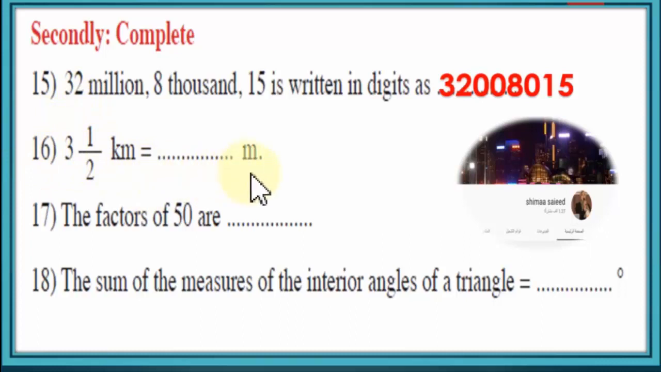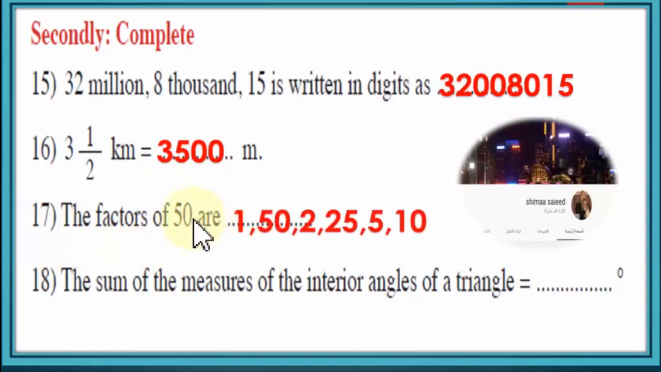3.5 kilometer equals 3,500 meters. Don't forget that 1 kilometer equals 1,000 meters. So 3.5 equals 3,500 meters. The factors of 50 are 1 and 50, because 50 equals 1 times 50 equals 2 times 25 equals 5 times 10. So 1 and 50 and 2 and 25 and 5 and 10. The sum of measures of the interior angles of the triangle equals 180 degrees.